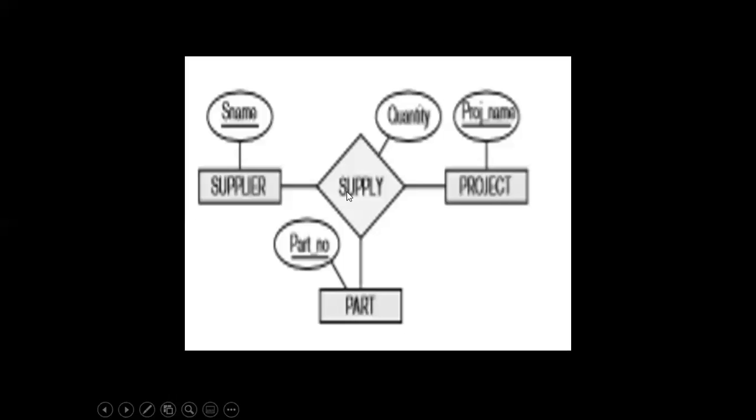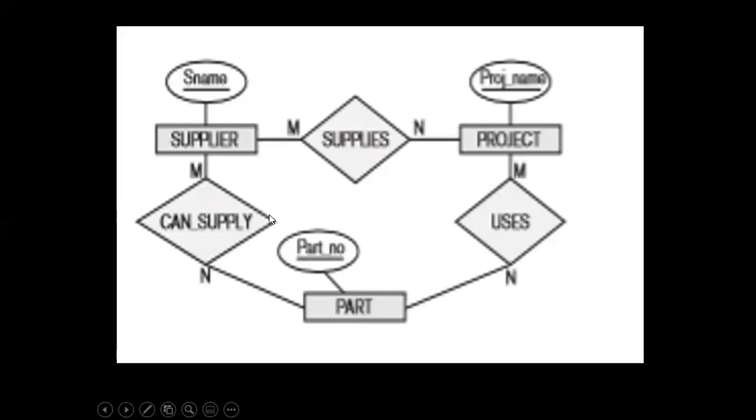Here I have a supply relationship as a ternary relationship between supplier, project and part, that is, the supplier supplies a part for the project. Now we can rewrite this as binary relationships, where we have a relationship between every two entity types, like can supply between part and supplier, supplies between supplier and project, uses between project and part. So here a single ternary relationship is converted into three binary relationships.